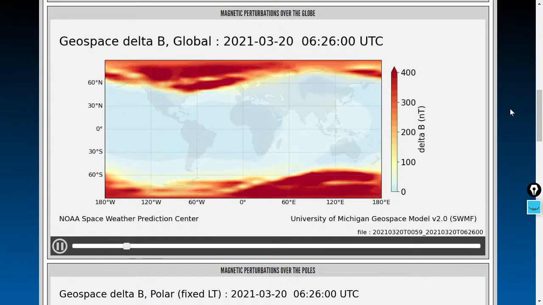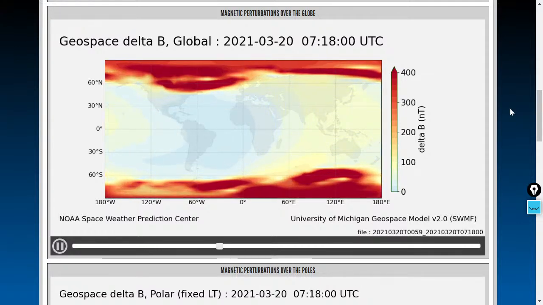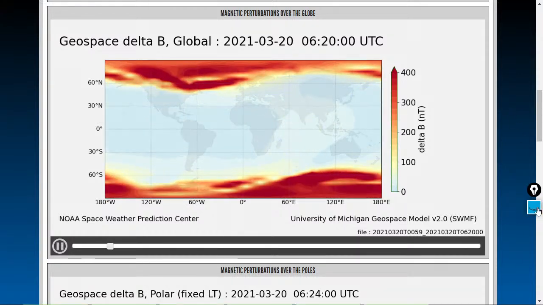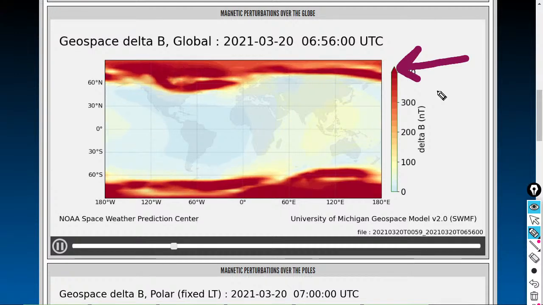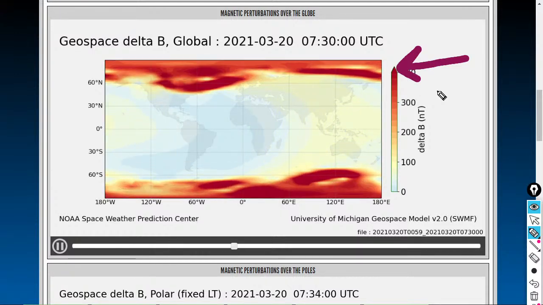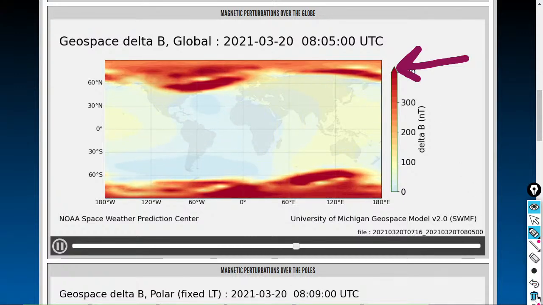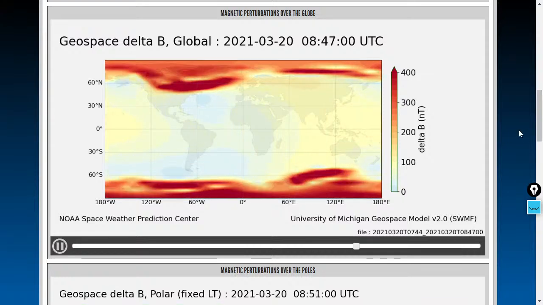So here are ground magnetic perturbations, and we see major ones here. These red spots are pegged. So these are showing 400 nanotesla, but what the actual reading is, who knows, because that only goes to 400 nanotesla. That is a pegged graph right there.